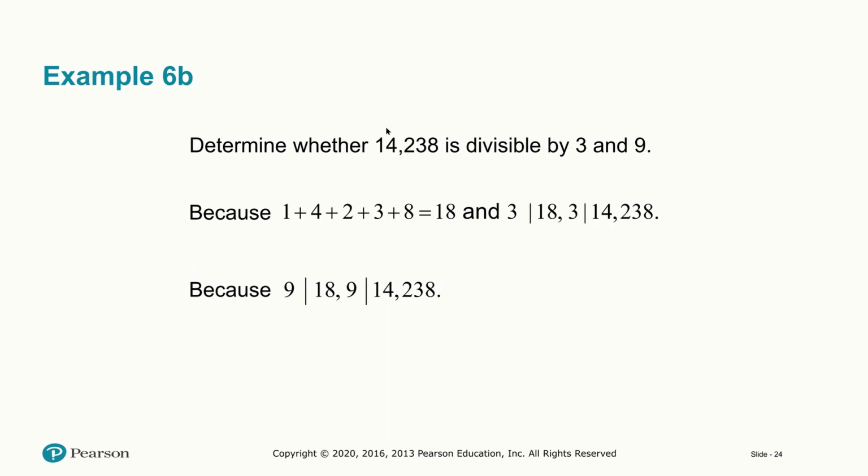How about this particular number, 14,238? Is it divisible by both 3 and 9? Well, when you add the digits, you get 18. Now this time, both 3 goes into 18 and 9 goes into 18. So both of them are going to be divisible. Both of them are going to divide 14,238. In other words, this number is indeed going to be divisible by both 3 and 9.